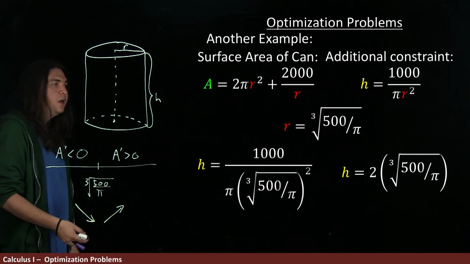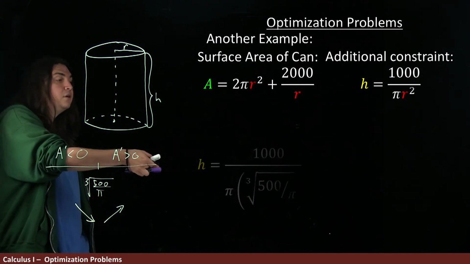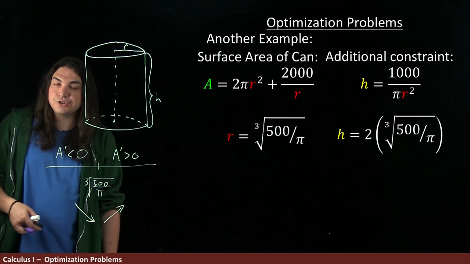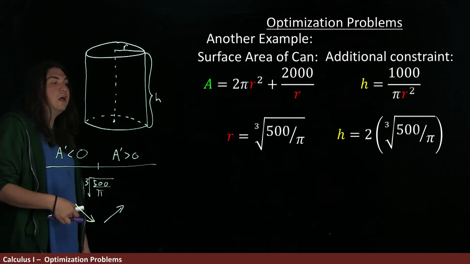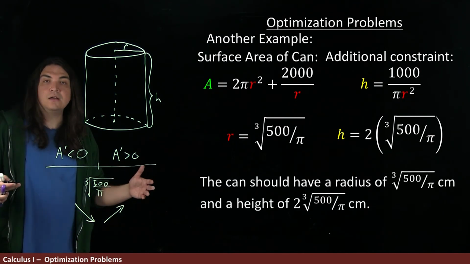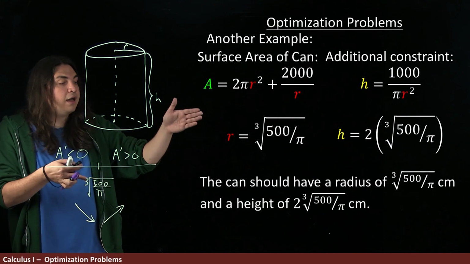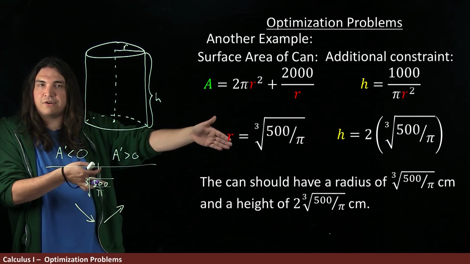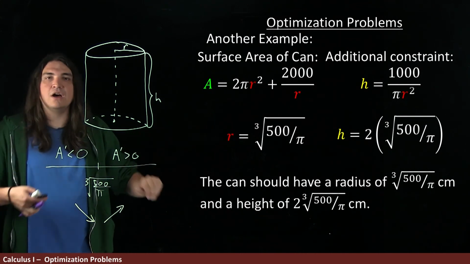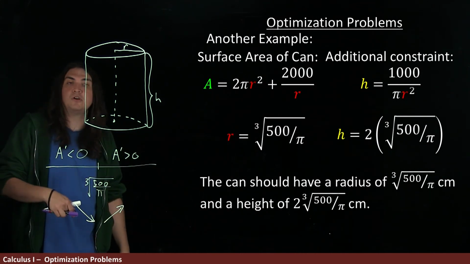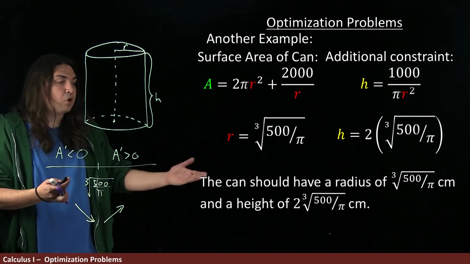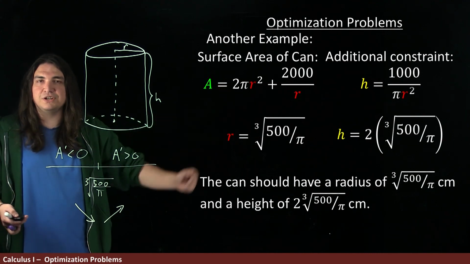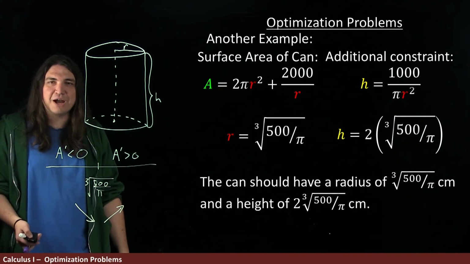Wonderful exercise. So I have both my dimensions here, my r, my h, which means I can conclude that the surface area is minimized when I have a radius of cube root of 500 over pi centimeters and a height of 2 times the cube root of 500 over pi centimeters. And there we go. I've fully and completely answered the question. There. Now you can do literally every optimization problem.